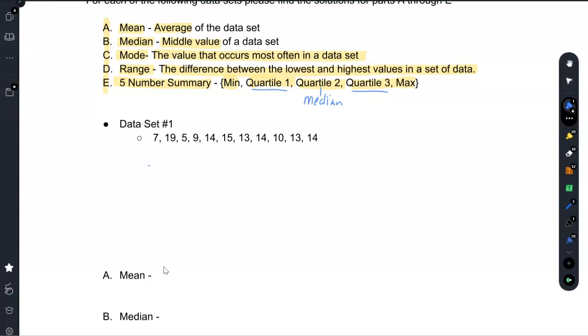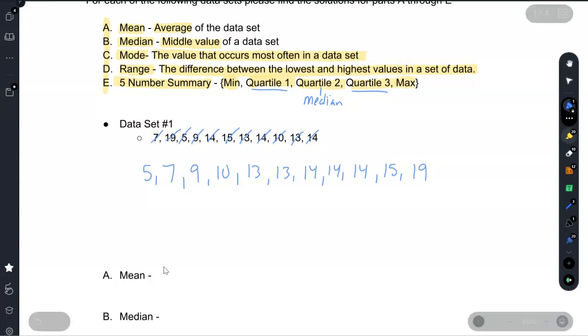All right, so I have 5, 7, and I don't always get them right the first time, so I'm okay to erase values if I make a mistake, but 5, 7, 9, 10, 13, 13, 14, 14, 14, and then 15, and then 19. So as you see, when I rearranged it, I put a mark through the value as I rearranged it.